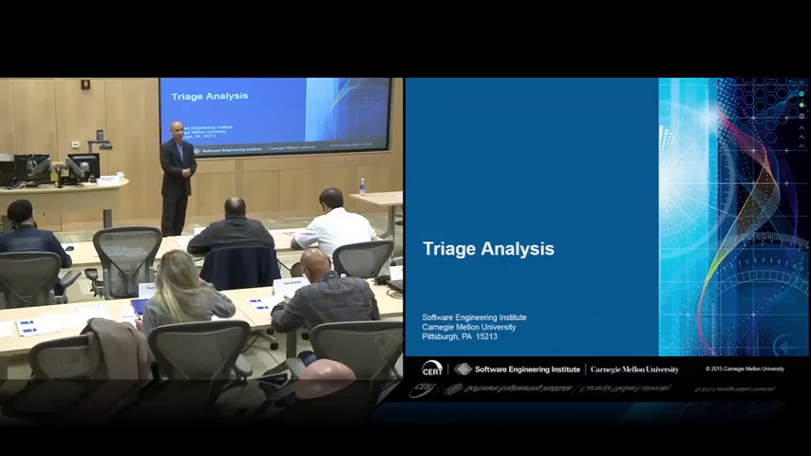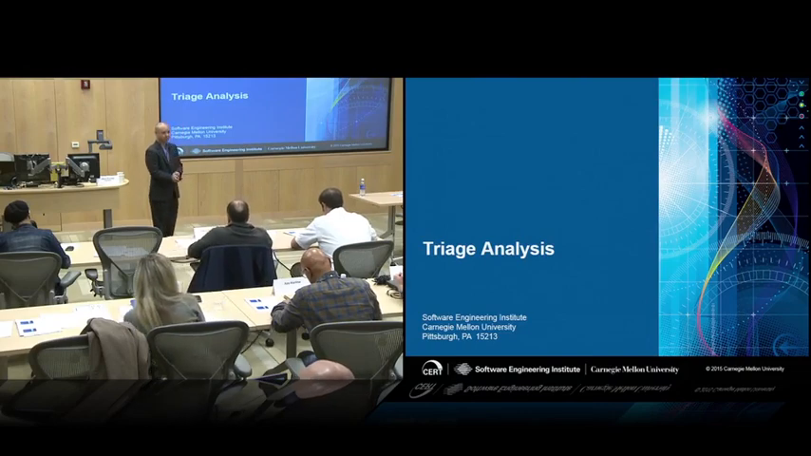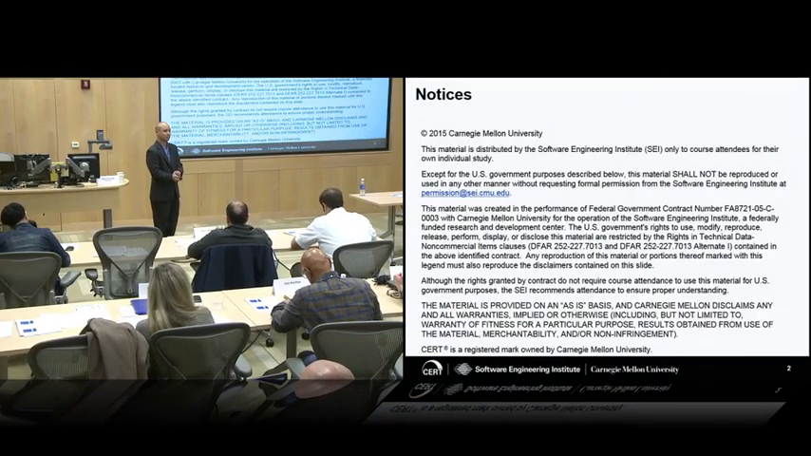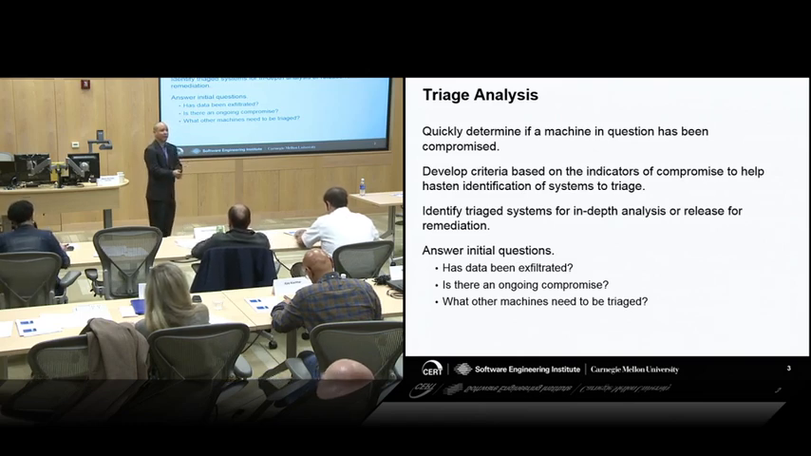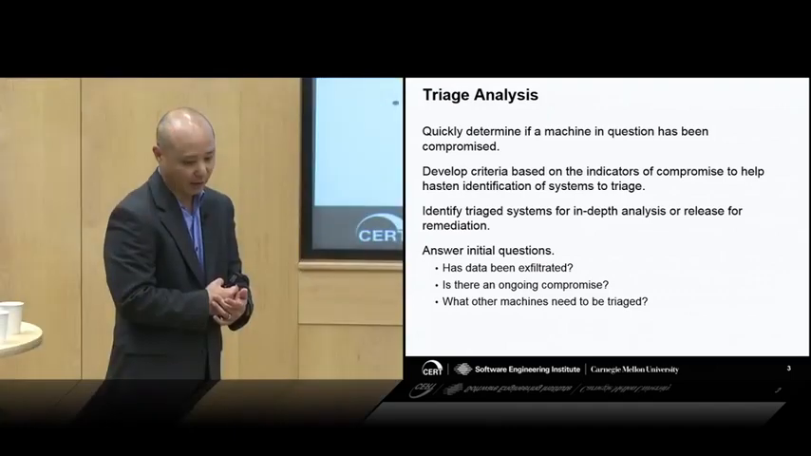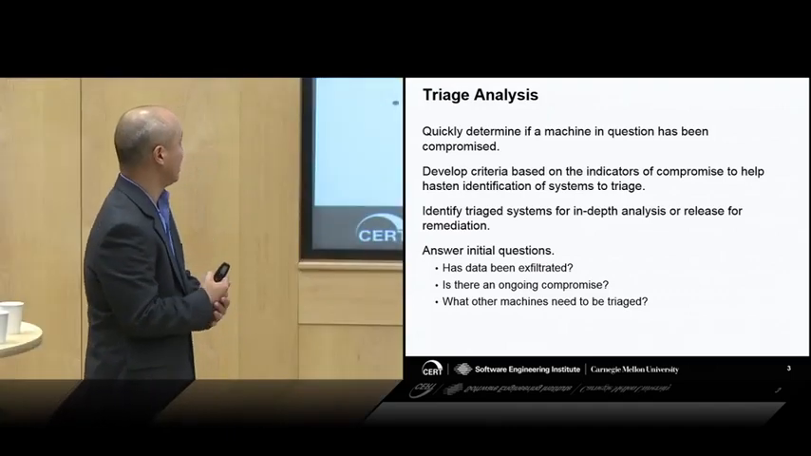Okay, we will continue with triage analysis, the next step in the process. This process also helps to quickly determine if a machine has been compromised. Develop criteria based on the indicators of compromise to help hasten identification of systems to triage. So this helps you figure out what other machines to triage.